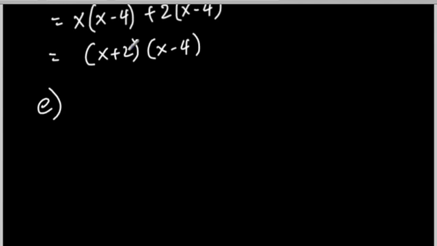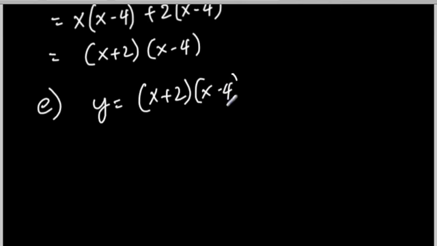Let's do E, which says to find the x-intercept, so y is equal to x plus 2, x minus 4. So basically, whenever we find the x-intercept, that means y is equal to 0. So x plus 2, x minus 4.